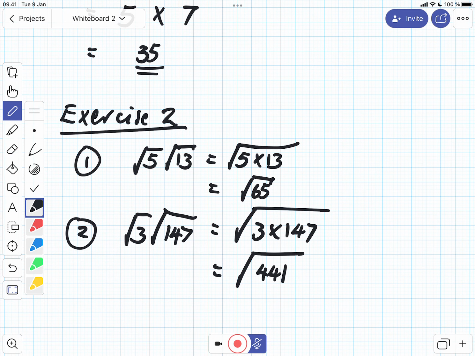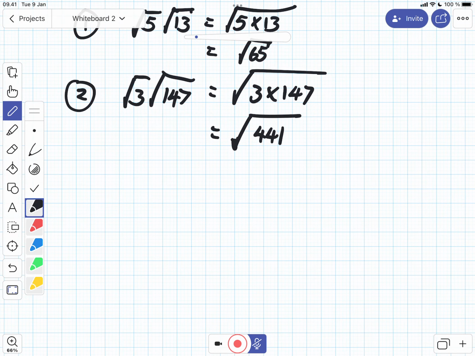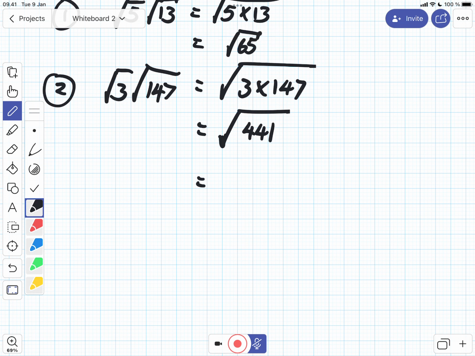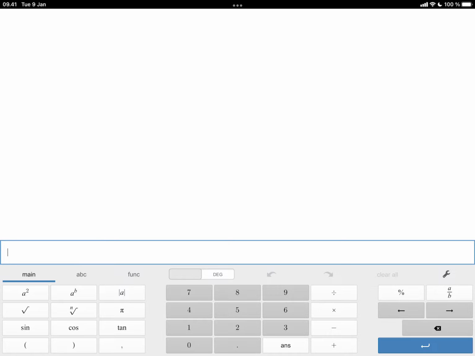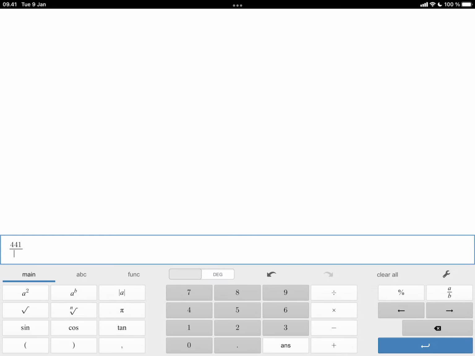441. Now, how does 441 break down? Well, it certainly doesn't divide by 2. Does divide by 3. So 441 divided by 3. I better get Desmos onto this. 441 divided by 3 is 147.